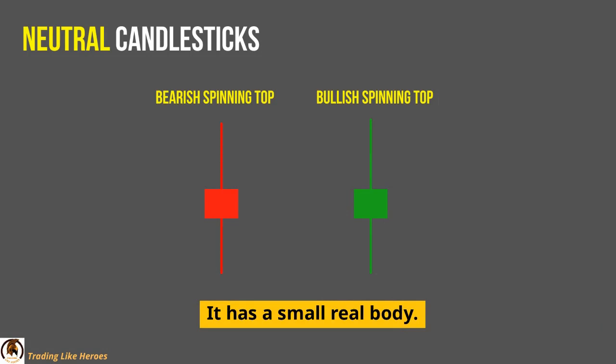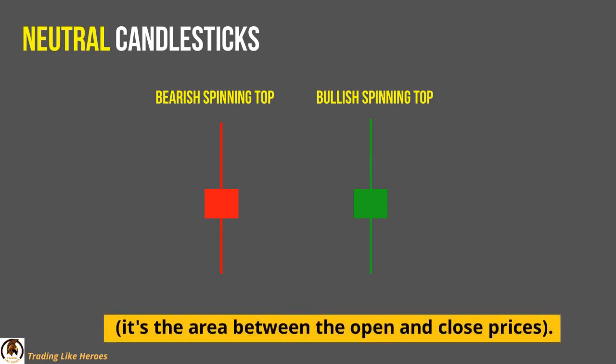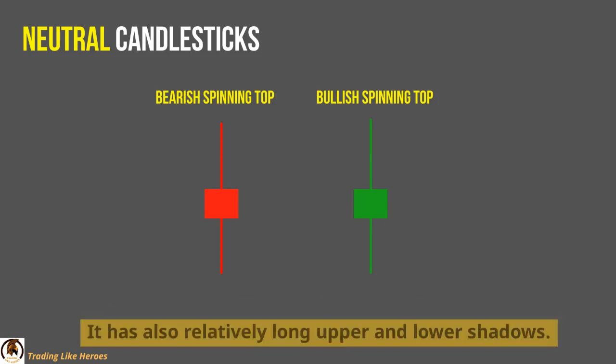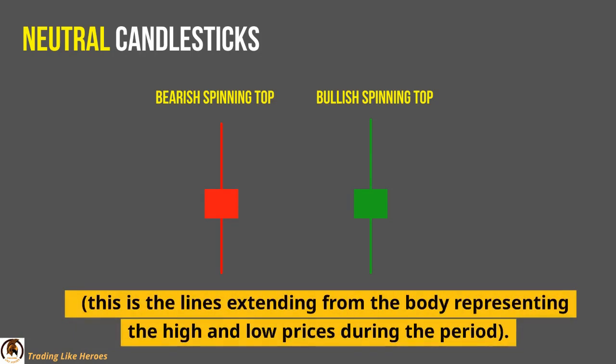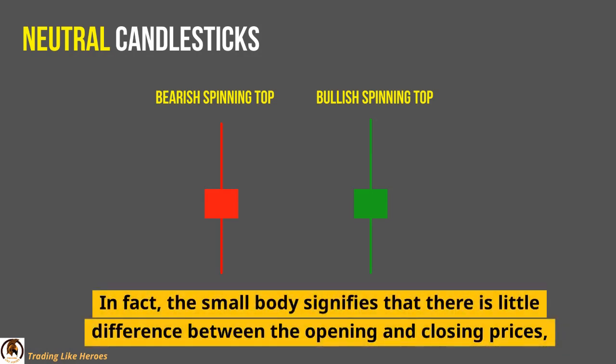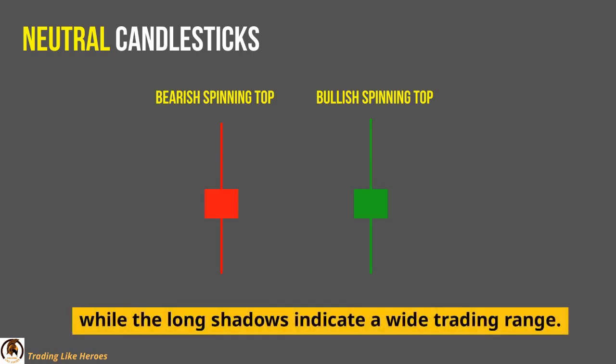It has a small real body. It's the area between the open and close prices. It also has relatively long upper and lower shadows. These are the lines extending from the body representing the high and low prices during the period. In fact, the small body signifies that there is little difference between the opening and closing prices, while the long shadows indicate a wide trading range.